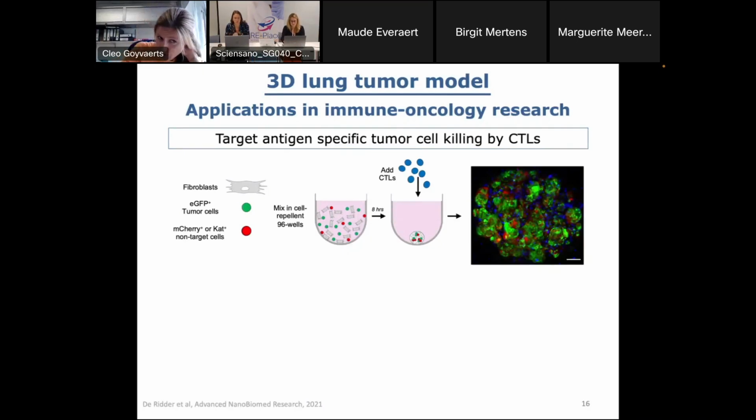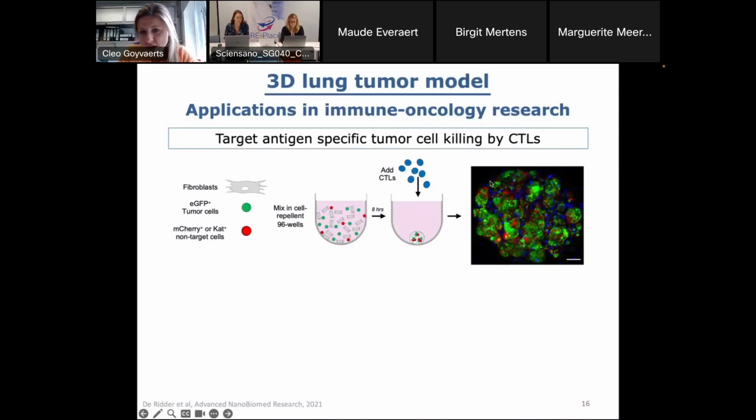So again, of course, we mixed fibroblasts with tumor cells. But what did we do this time? We mixed tumor cells with a green color, which were seen as target cells for the T cells, next to non-target cells. In this case, these were also cancer cells, but they were not recognizable. We mixed them in our cell repellent plates. Around 8 hours later, we added the cytotoxic T lymphocytes that could specifically kill the green cells.